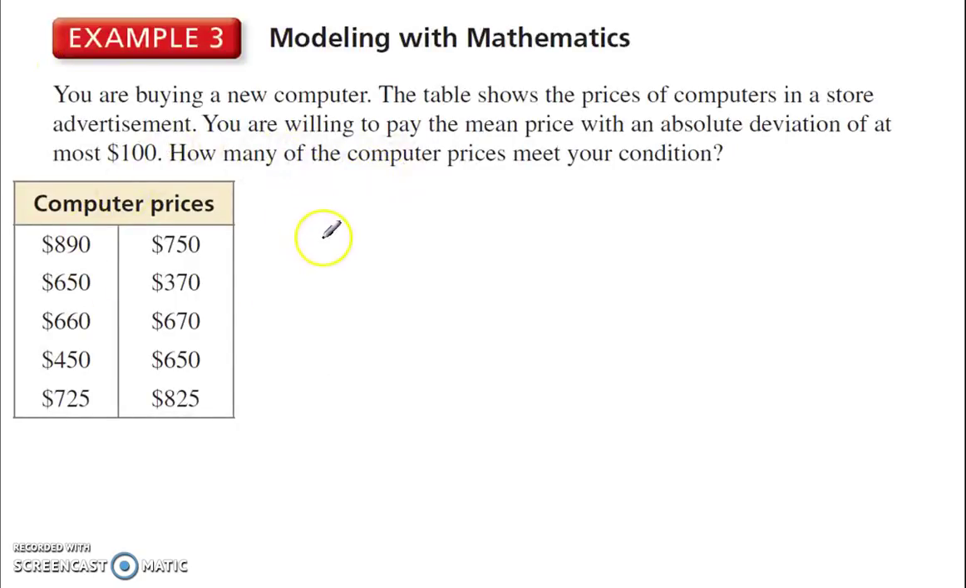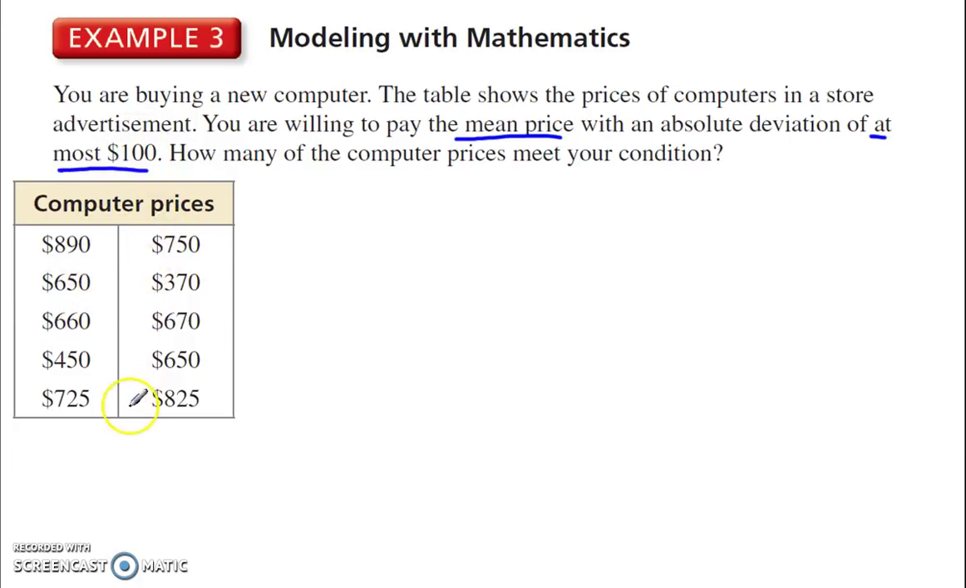You're buying a new computer. The table shows the prices of computers in a store. You're willing to pay the mean price with an absolute deviation of at most, you need to know what that means, at most $100. How many of the computer prices meet your condition? So how many of the computer prices fall within $100 of the mean?